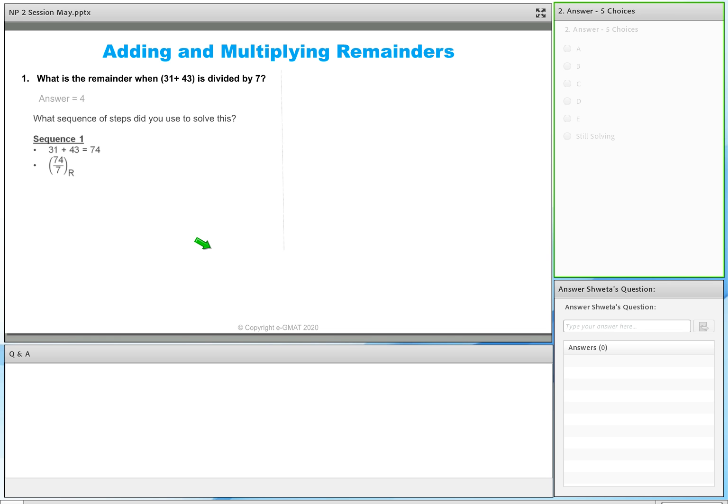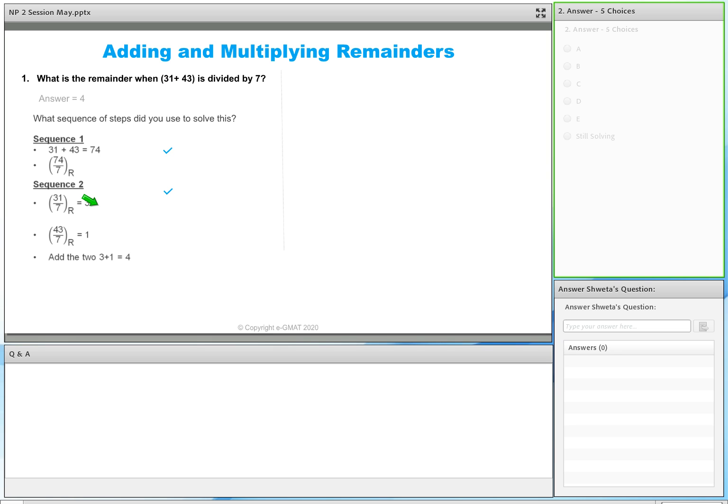Look here. Suppose I asked you 31 plus 43 is divided by 7. What's the remainder in that case? One method here, one sequence of doing this would be to actually find the sum, 31 plus 43, and then divide it by 7. If you do that, it's going to be 74 divided by 7, and the remainder is going to be 4. Sequence 2, on the other hand, is you separately divide each of them by 7, get the remainders, and then add the remainders.